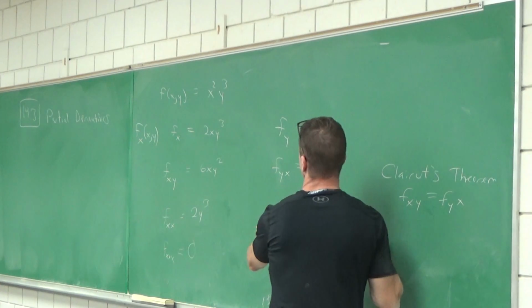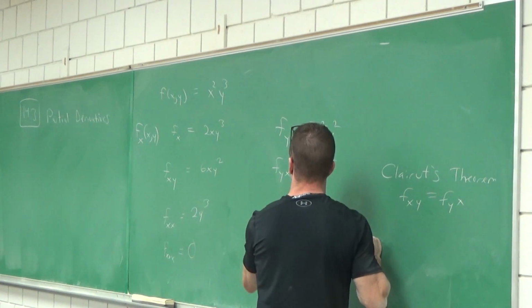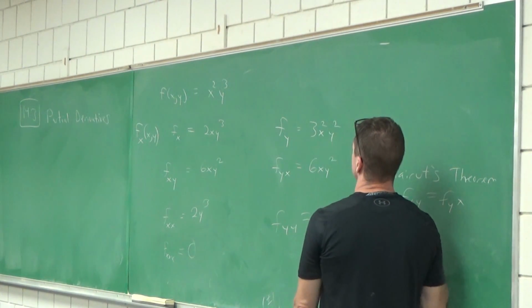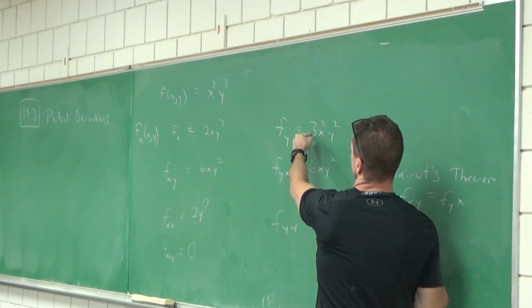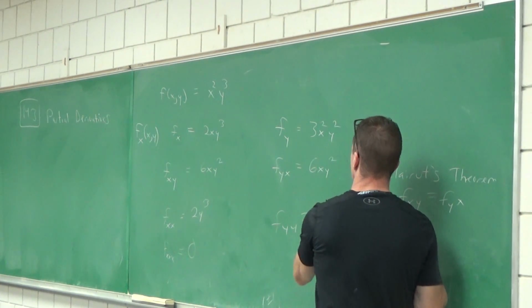Okay, what's fyy? I'm just curious. Fyy would be 6x squared and then just a y.